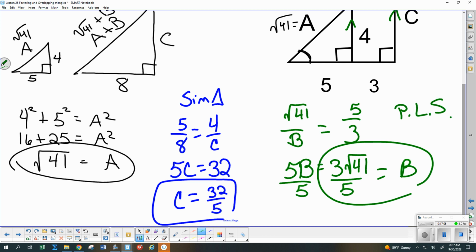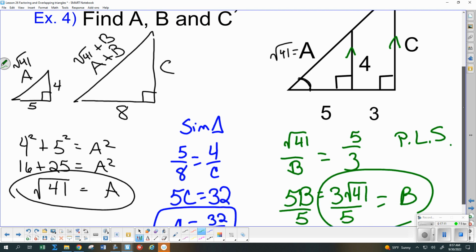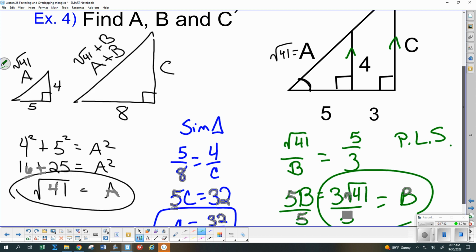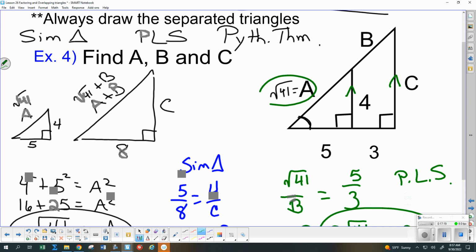What was your question? Okay, we know A is root 41. These two lines are parallel. Proportional line segments back what? First week of the semester? When we have these parallel lines, two transversals, this piece over this piece equals this piece over this piece. Any other questions? All right, grab the whiteboards and you get to do some practice.